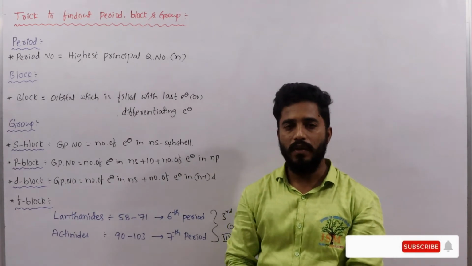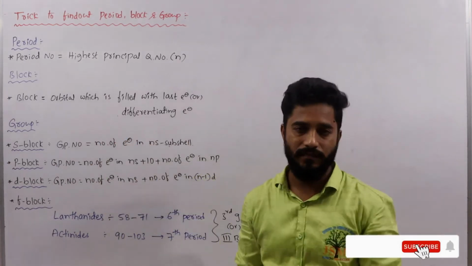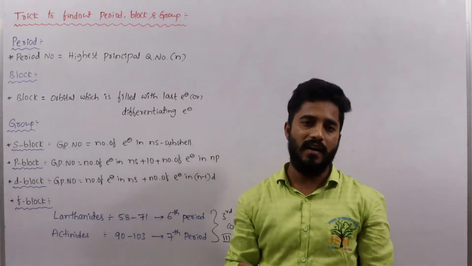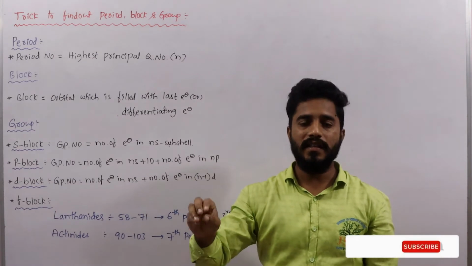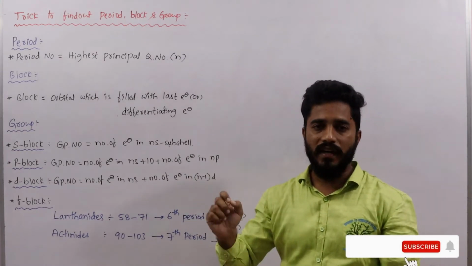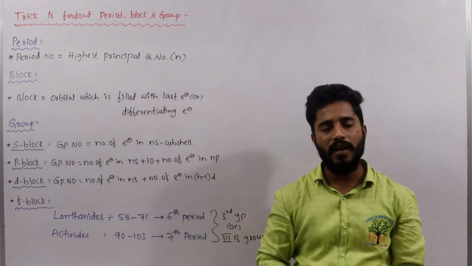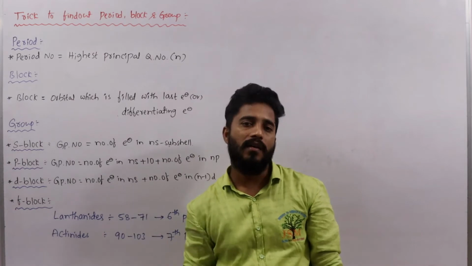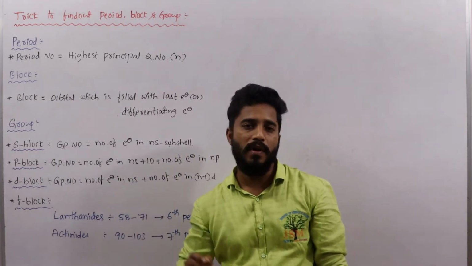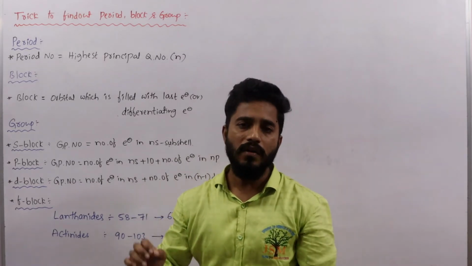Block is equal to the orbital in which the differentiating electron, or the last electron, is entering. The orbital which is filled with the last electron or differentiating electron is nothing but the block. If the differentiating electron enters into the s orbital, the given element belongs to s block. If it enters into the p orbital, the element belongs to p block. If it enters into the d orbital, the element belongs to d block. If it enters into the f orbital, the element belongs to f block.